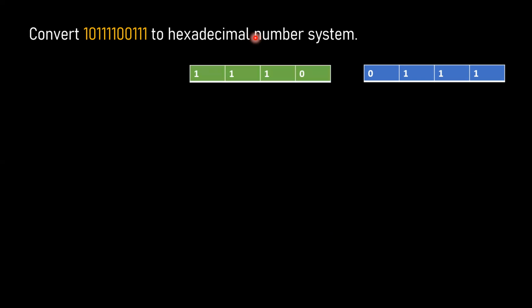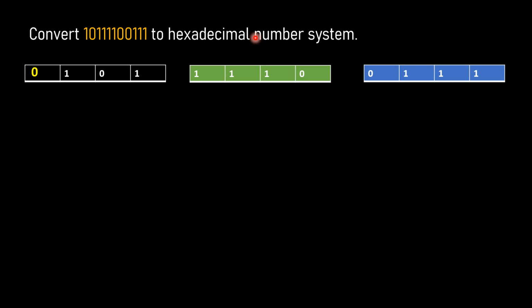Converting 101.111.00111 to hexadecimal number system. So again, your very first step is to divide this by 4 or by a group of 4. So the first group from right to left, we have 0, 1, 1, 1. The second group is 1, 1, 1, 0. And the last would just be 101. For the last group, since it lacks one number, we only need to add 0 to complete the group.